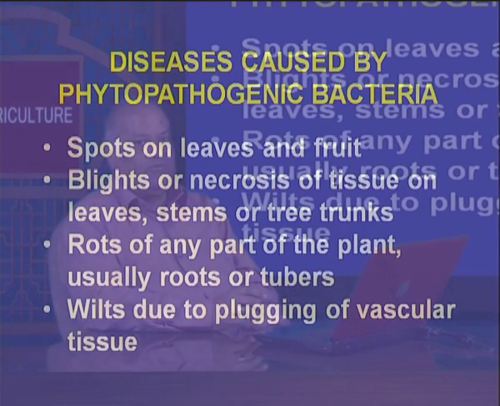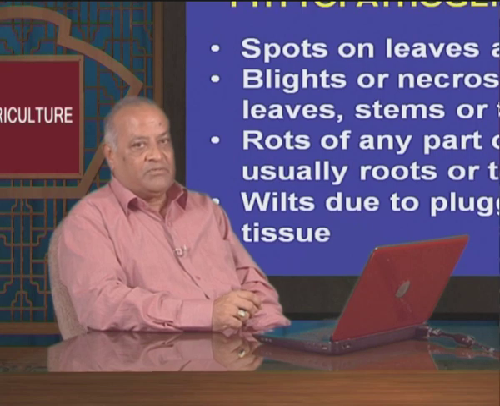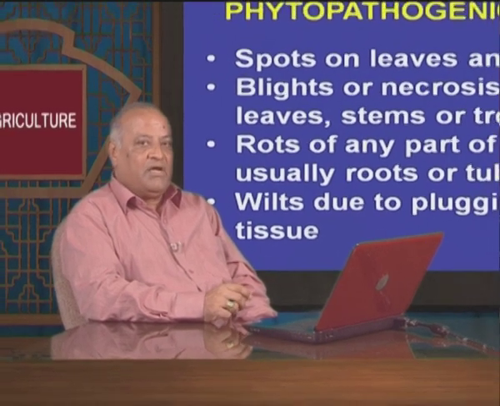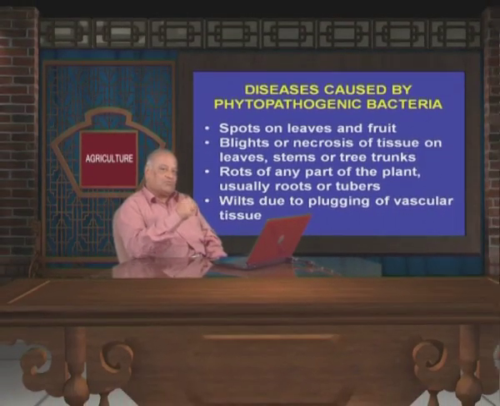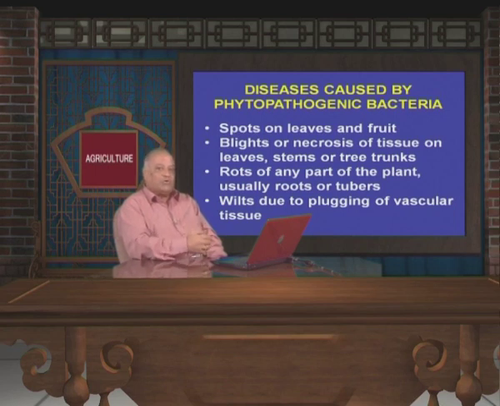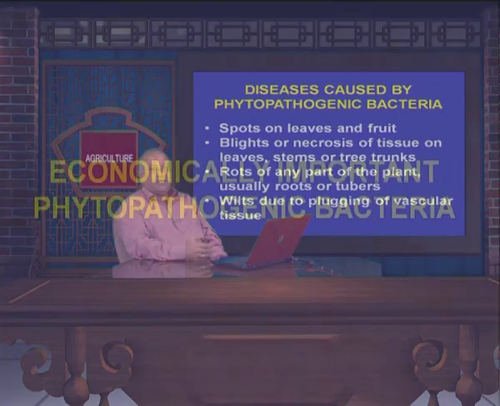tissues. Wilts are very important plant pathogenic bacterial diseases, and what they actually do is plug the vascular tissues which conduct the water and the mineral transportation system of the plant. When they are affected by the bacteria, due to the plugging of vascular tissues the supply of the water translocation is checked completely, and the leaves show the drooping type of symptoms and they wilt and die eventually.